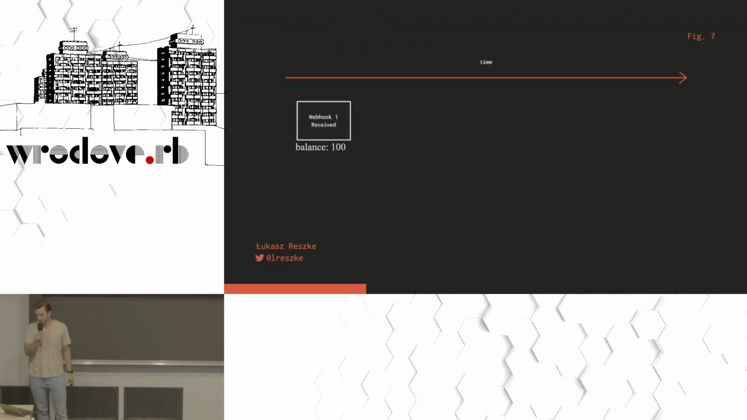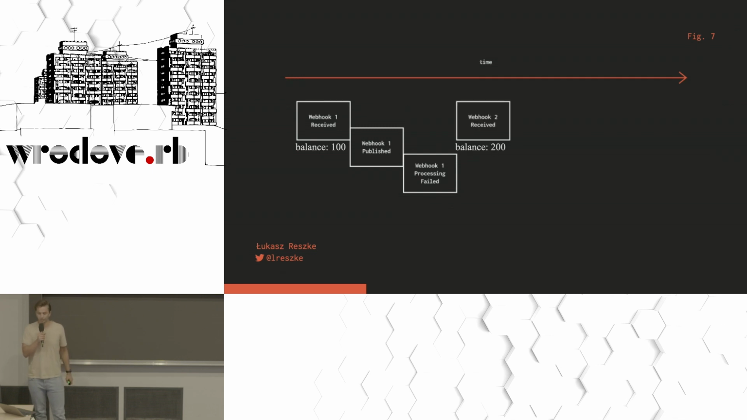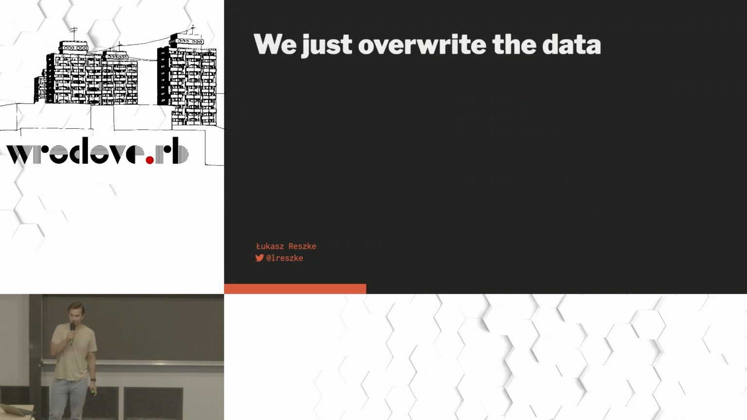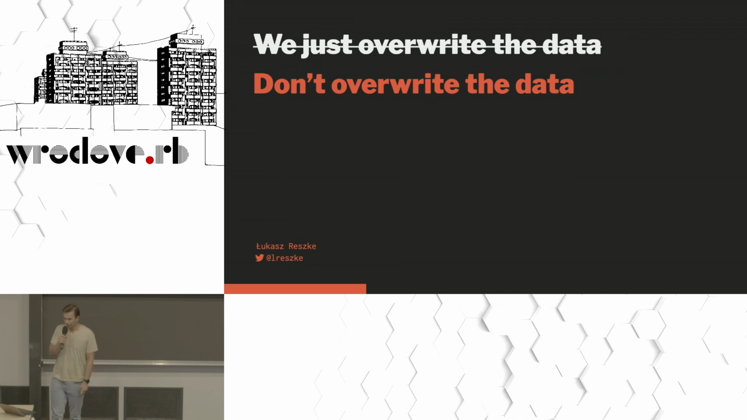Consider the following example. A webhook is received with a balance of a bank account of 100, and then we publish it as a technical event, we also store this information, and we fail processing this webhook. And then another one comes for the same bank account with another balance. We publish it as a technical event, and we start processing it. We process it successfully, and then we start once again processing the first one. We just overwrite the data. We don't want to overwrite the data. So we need to solve this problem.